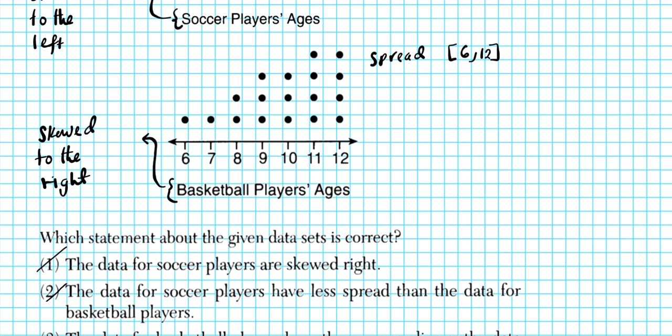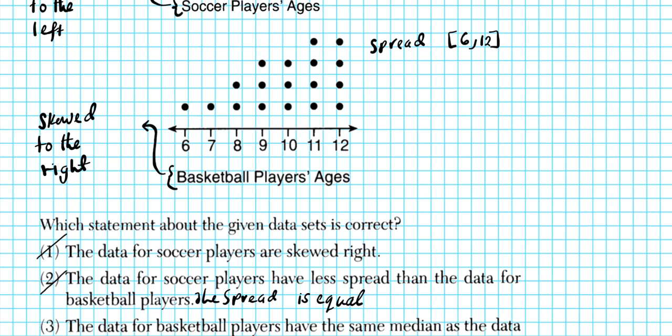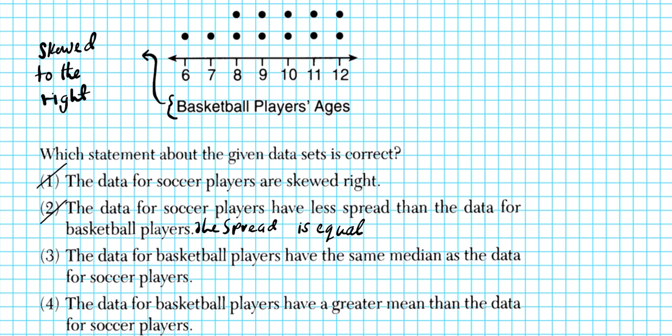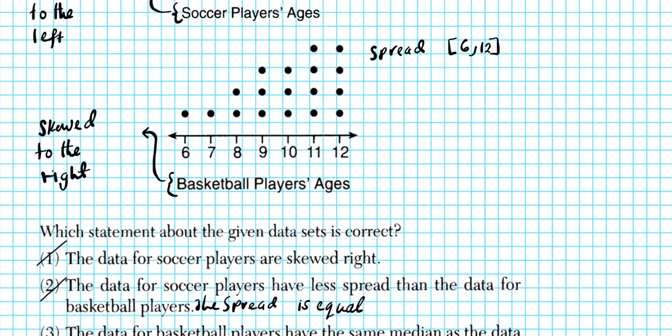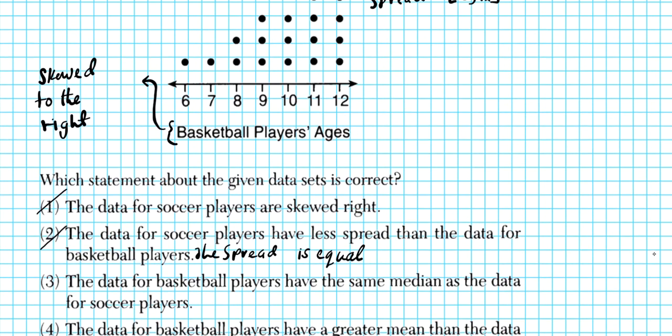Okay, this is wrong because the spread is equal for both of them. They both have a range from 6 to 12. Now, let's take a look at option number 3. It says the data for basketball players has the same median as the data for soccer players. Based on the skew direction, we can automatically conclude that this is false.